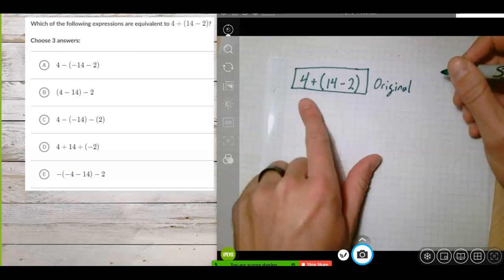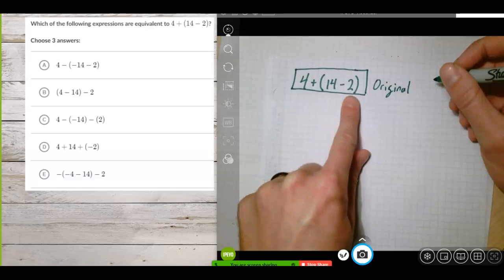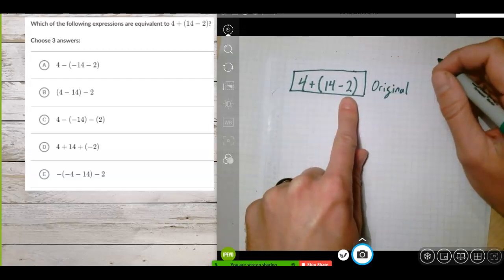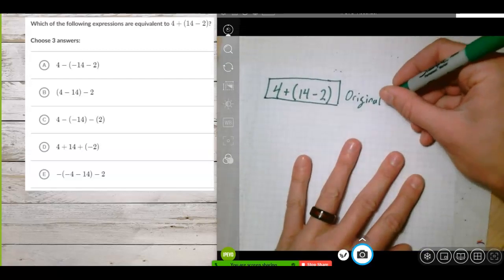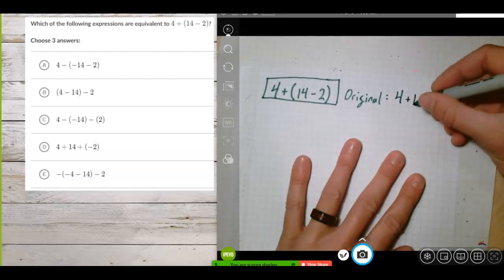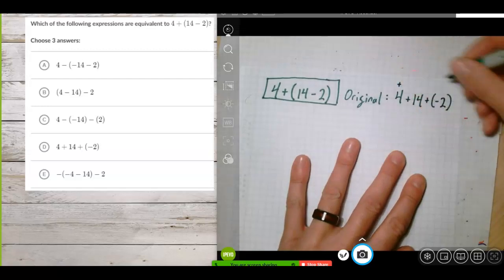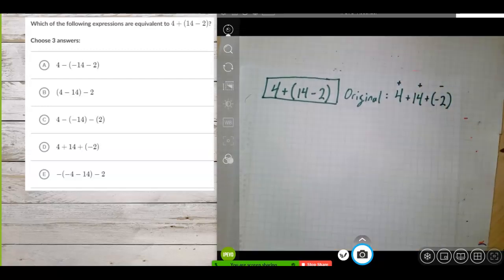Now another way I could look at this original is to break up the parentheses. Say, well, I know what 14 minus 2 is, but notice that our answer options keep the 14 and the 2. So I want to keep the 14 and the 2. But if I look at another way to write the original, I have a positive 4, a positive 14, and a negative 2. So what we're really looking for is an expression with a positive 4, a positive 14, and a negative 2.